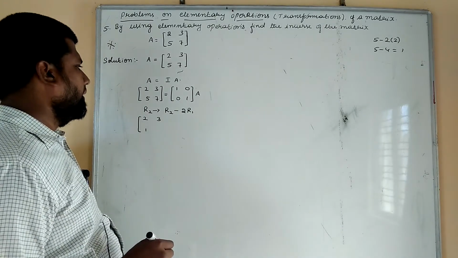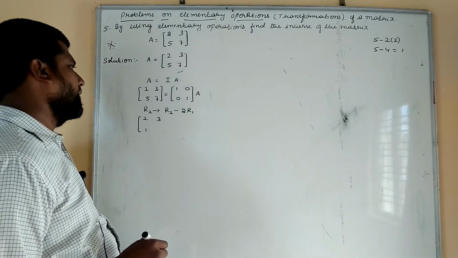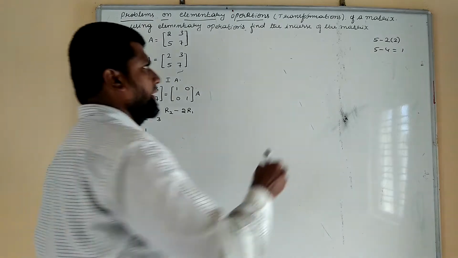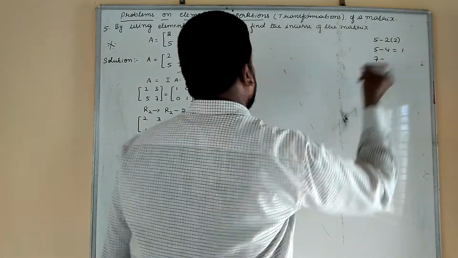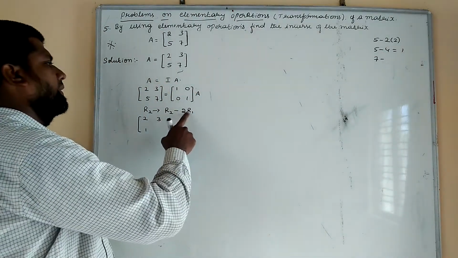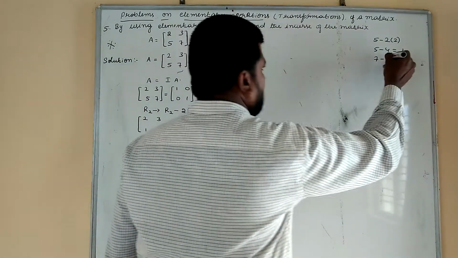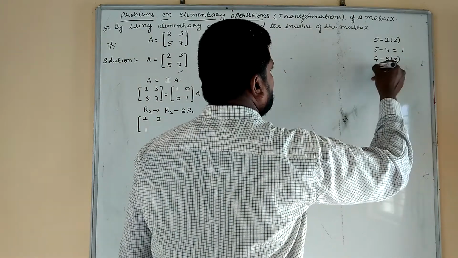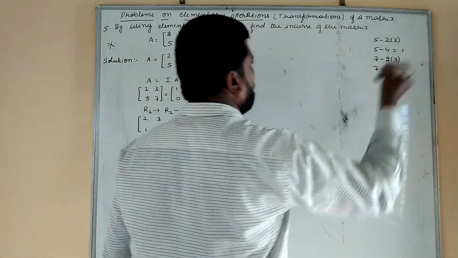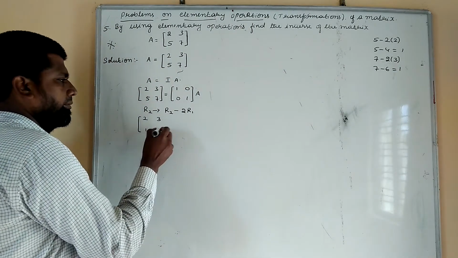So we got 5 minus 4 is 1, the R2 first element. Now let us go for the second element of R2. R2 second element is 7. 7 minus 2 into the second element of R1, which is 3. So 7 minus 6, you are getting 1. You are getting 1 here.